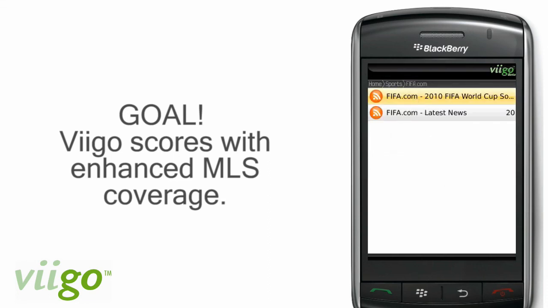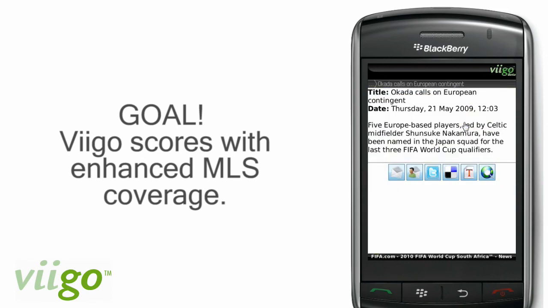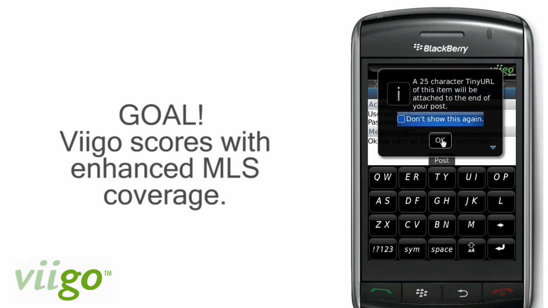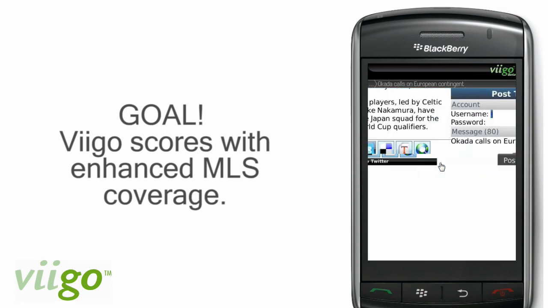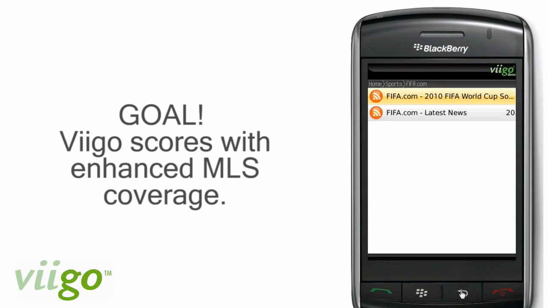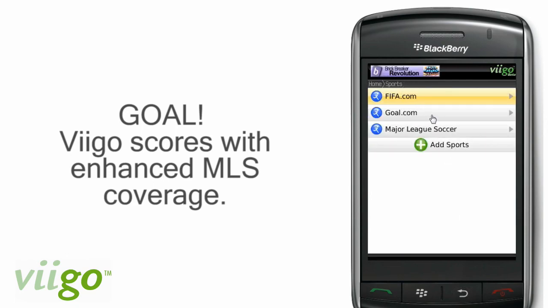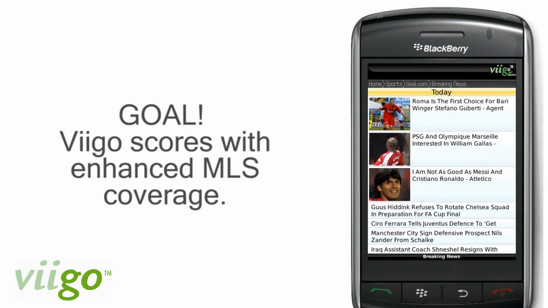In FIFA.com, you see the feeds I selected earlier. Going in, you can get the rundown on all the stories. One click further brings you a synopsis. From there, you can send that story to a friend or yourself via email, tweet the story, post it to Delicious, or view the entire article. The same holds true for Goal.com.